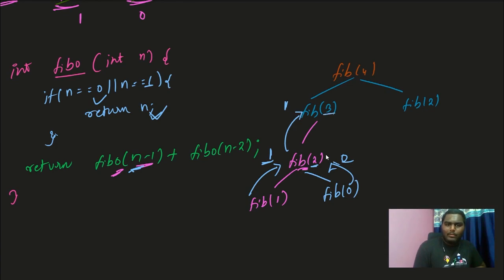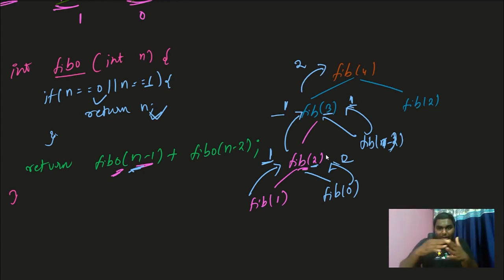Now for n equal to 3, I made the n minus 1 call, which is fib of 1. Whenever my n is equal to 1, I will simply return 1. So what is the sum here? It's 2. So I will simply return 2 here. Now I'm done with the n minus 1 part. Now I need to go for the n minus 2 part.